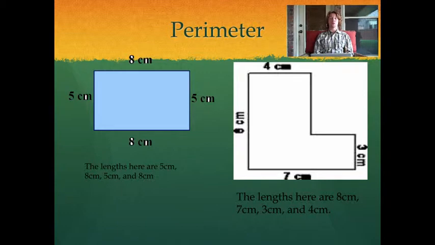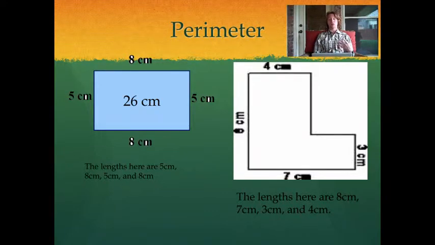So you should have gotten 26 centimeters. It's just by adding up 8 centimeters, 8 centimeters, 5 centimeters, and 5 centimeters. So let's take a look at the next shape. We've got sides given to us of 4 centimeters, 8 centimeters, 7 centimeters, and 3 centimeters. In order to find the perimeter, you're going to have to first find both sides that are missing and then add them all up. So I'll give you a chance to do that. Go ahead and pause the video if you need to.